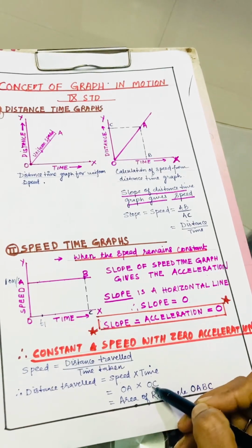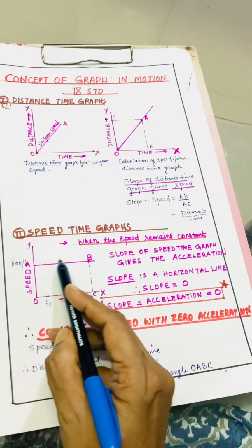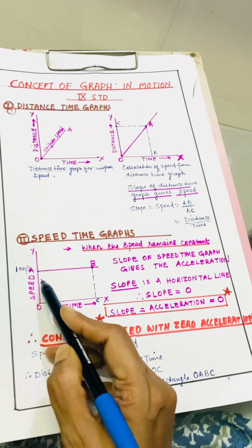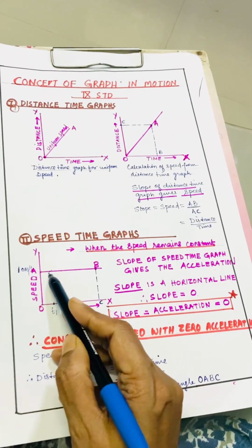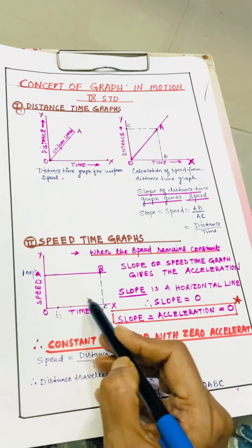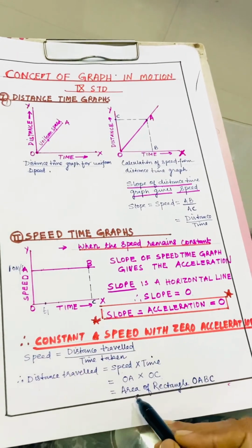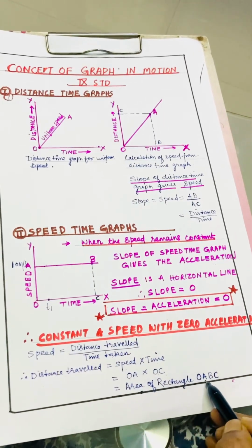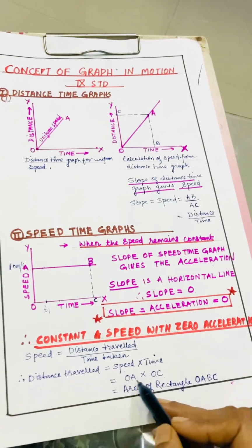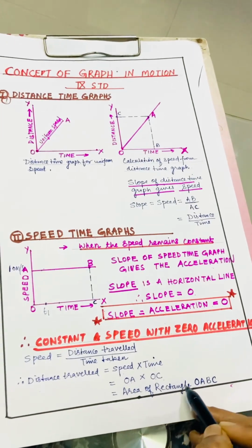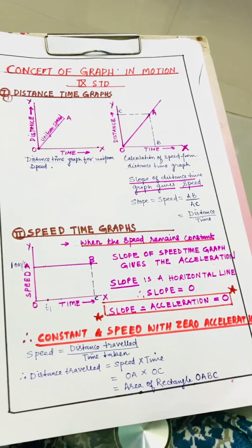So OA into OC becomes the area of a rectangle. This figure looks like a rectangle. So length into breadth becomes the area of the rectangle OABC. So distance traveled is equal to the area of the rectangle OABC.